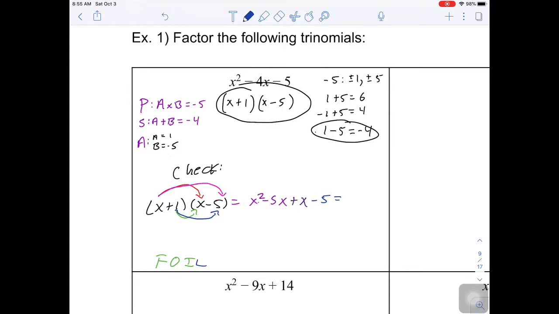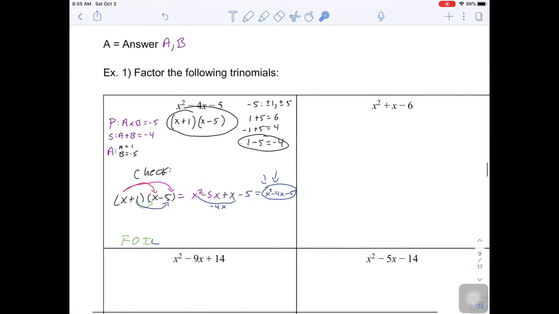And we can combine like terms. So negative 5 plus x, well, that gives me negative 4x. So x squared minus 4x, this is 4x here, minus 5. And you can see that we have gotten our original trinomial. So these are the factors of this trinomial. Okay, let's maybe practice another one here.